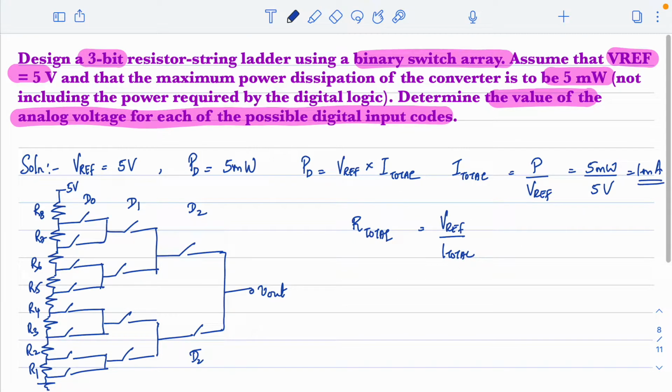So what is the single resistance value for this? VREF is 5, I is 1 milli, so the total resistance is equal to 5k. Yeah, it is 5k, Durgesh, correct? So the individual resistance, R1 to 8, there are 8 resistors, so 1 by 8 into 5k, what is the value?